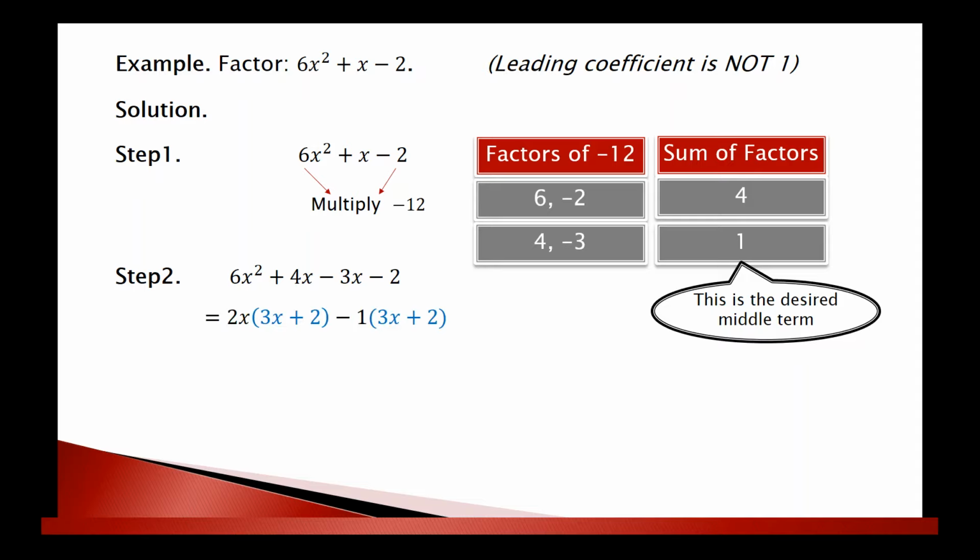And then we will factor out the common factor of the first two terms, which is 2x. So we get 2x times 3x plus 2 from the first two terms, and we'll factor out negative 1 from the last two terms. So we have negative 1 times 3x plus 2, and again we see that 3x plus 2 is a common factor, so we factor that out, and we have 3x plus 2 times 2x minus 1. So the factors of the polynomial 6x squared plus x minus 2 are 3x plus 2 and 2x minus 1.